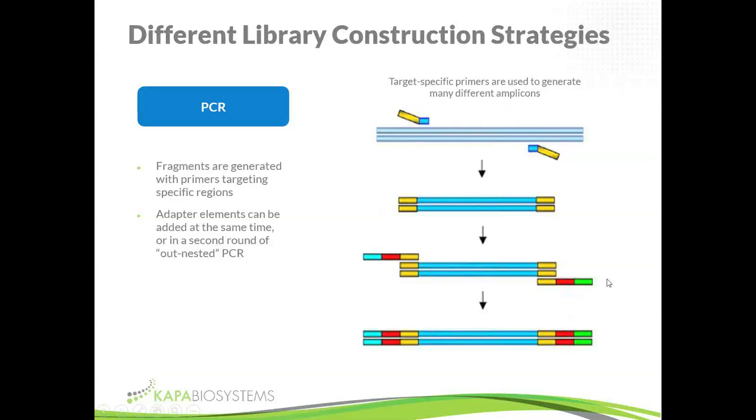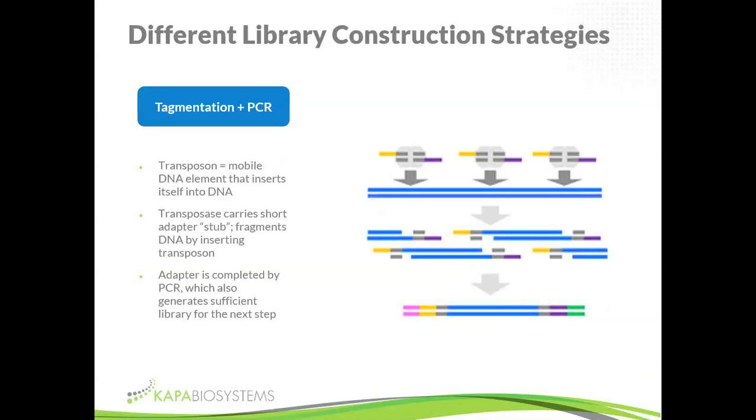The second way of generating libraries, so fragmenting DNA and adding adapters, is by fragmentation and PCR. This employs things called transposons, which have been known in molecular biology for many years. A transposon is essentially a mobile DNA element that inserts itself in different places in DNA, and there are enzymes called transposases that carry these DNA elements and allow them to insert into the DNA.